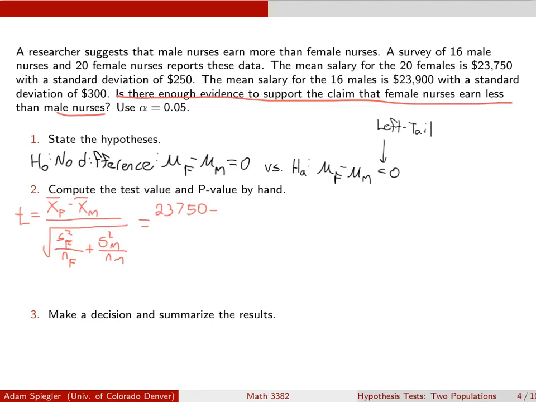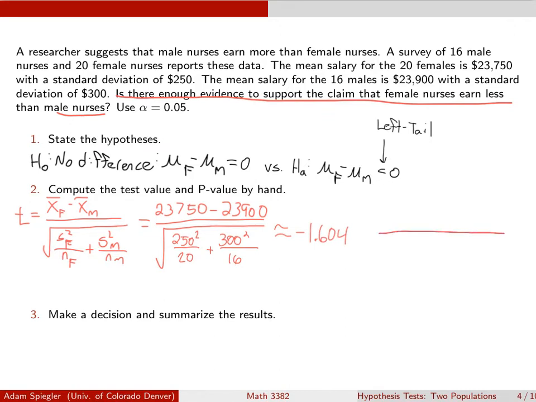So for the females, the mean salary was $23,750, and for the males, that was $23,900. And so we have a difference of $150 that we then want to describe this distance in standard units of how many standard errors. So we divide by 250 squared over 20 for the females, 300 squared over 16 for the males, and then we take the square root of that sum, and that tells us a test statistic of minus 1.604.